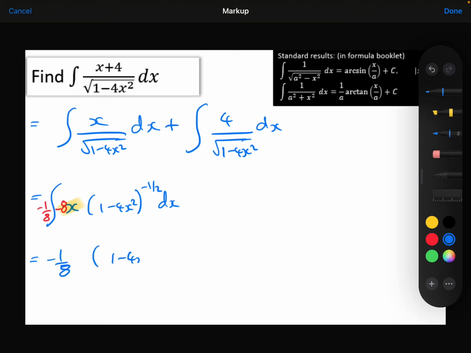Raise the power by 1, so the minus a half becomes plus 1/2. Divide by the new power, so dividing by 1/2 is the same thing as timesing by 2. And there we go. So that first term integrates just to be minus 1/4, 1 minus 4x squared to the power of a half.